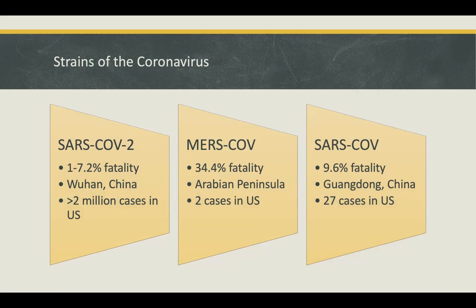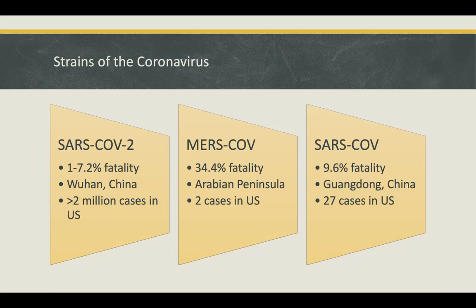A strain of the coronavirus that occurred a couple years ago is MERS-CoV. It has a 34.4% fatality rate, and it originated in the Arabian Peninsula. There are only 2 cases in the United States that are known, and this is because of the higher fatality rate. So if someone contracted MERS-CoV, they were less likely to transmit it to another person because they most likely died from it too quickly to transmit it to another person.